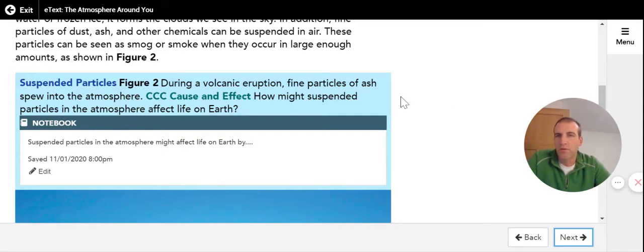It asks you, during a volcanic eruption, fine particles of ash spew into the atmosphere. How might suspended particles in the atmosphere affect life? You could answer this with a sentence that starts, suspended particles in the atmosphere might affect life on Earth by, and then using what you have just read, or maybe going off of some of the things you may already know about the atmosphere or volcanic eruptions, you can finish that sentence with your ideas about how suspended particles might affect life on Earth.